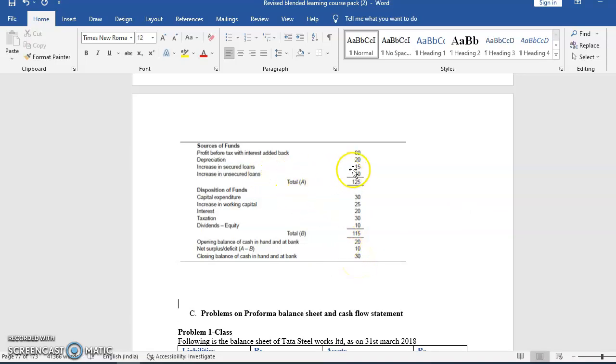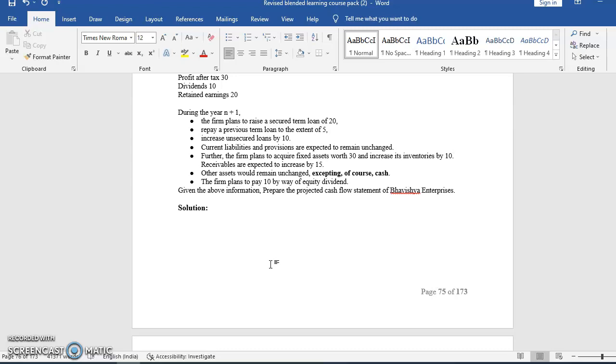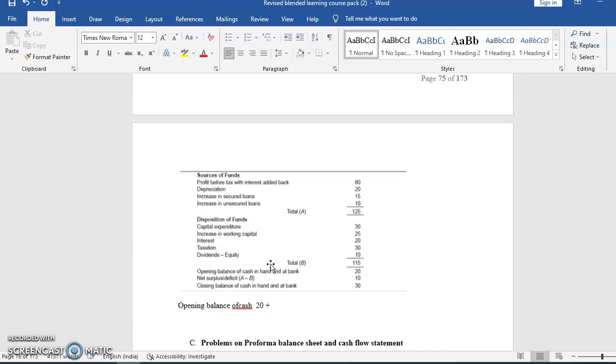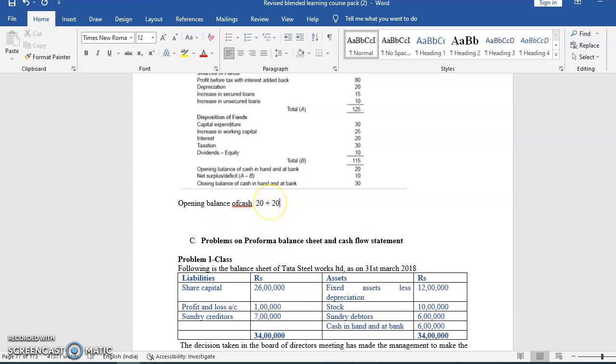Okay, you have some payment. So if you take the opening balance of cash, just have a look at this. Opening balance of cash is how much? We're just cross checking. Okay, balance of cash is around 20. Then there is an additional increase in the secured loan to the extent of 20. Unsecured loan we have 10. So 20, then we have again 20.